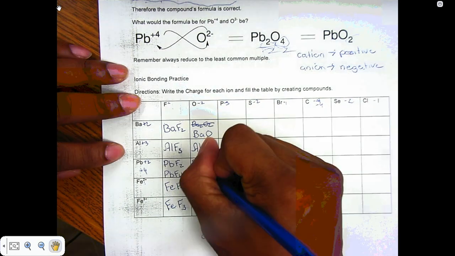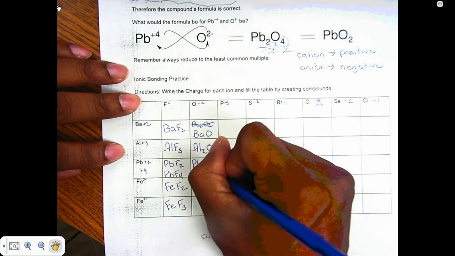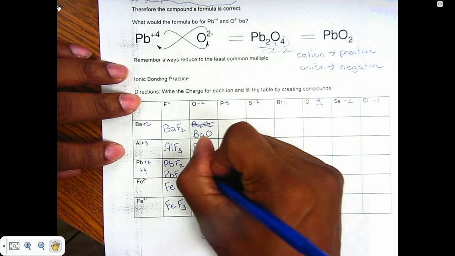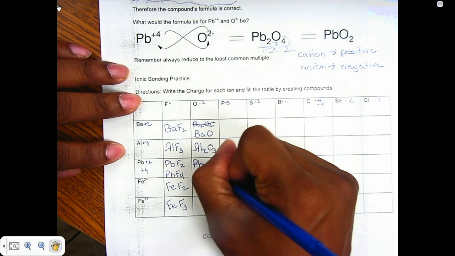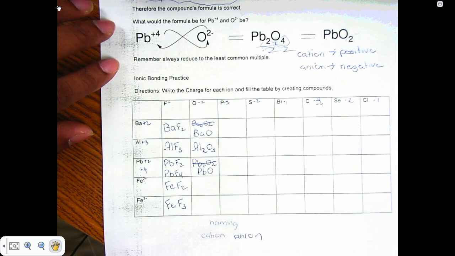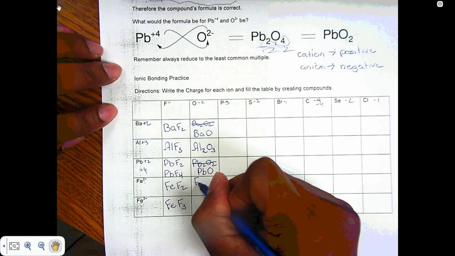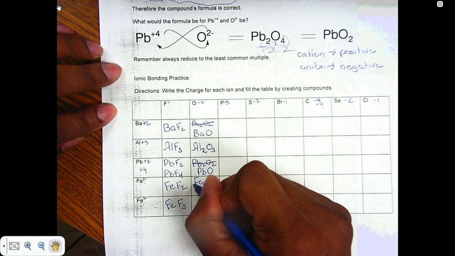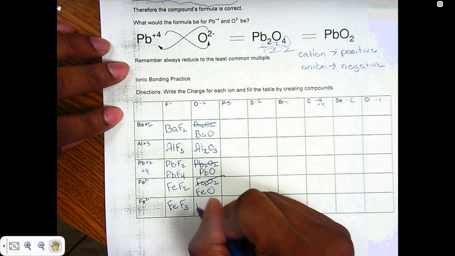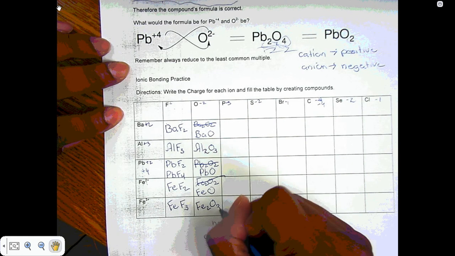Here you have your lead. And if we were using lead 2+, it would be Pb2O2. Those would cancel out and look like this. And you've seen the example where it's lead 4. Here, same rules apply. Fe2O2, they both cancel out and become FeO. Here you have Fe, that 2 comes here, and then that 3 goes there.